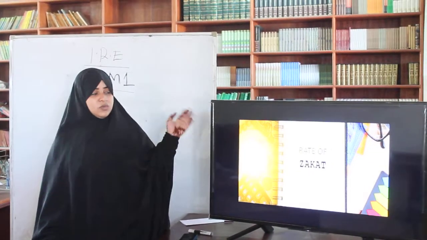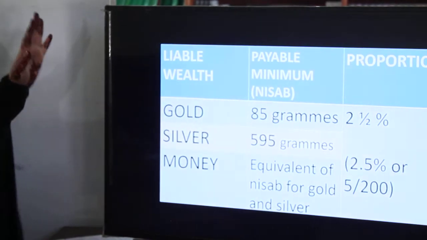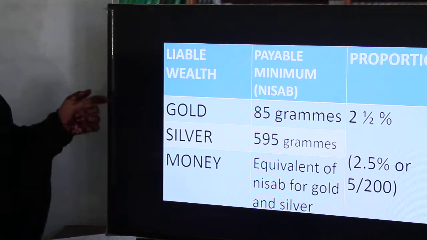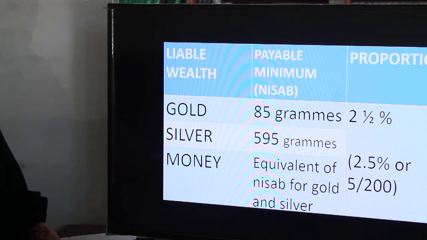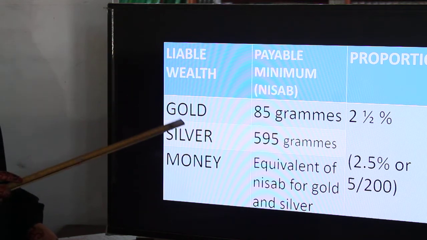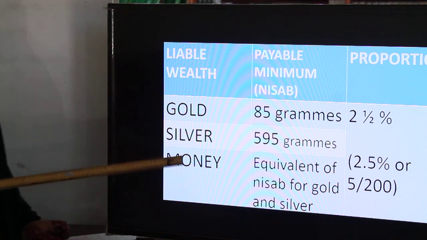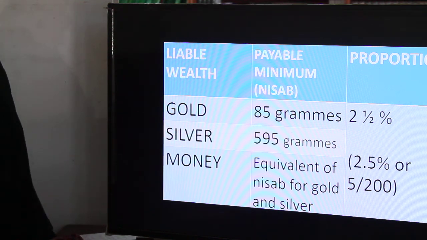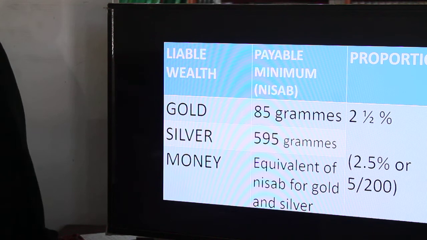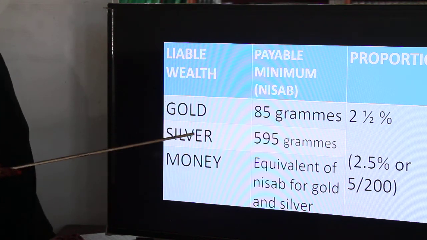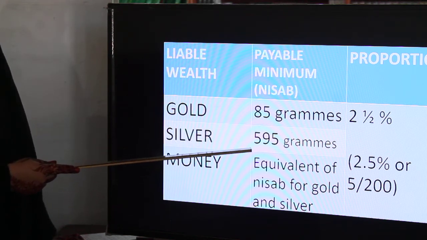The rates of zakat. We had looked at different items, starting with gold and silver. It should reach the nisab. Nisab is the minimum amount on which zakat is payable. For gold, we said it's 85 grams, and for silver it is 595 grams. If your gold reaches 85 grams or more, then you have to pay zakat. And if you have silver and it reaches 595 grams or more, then you have to pay zakat.